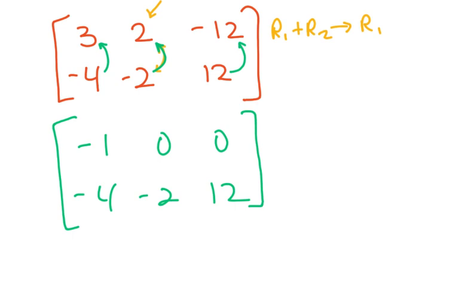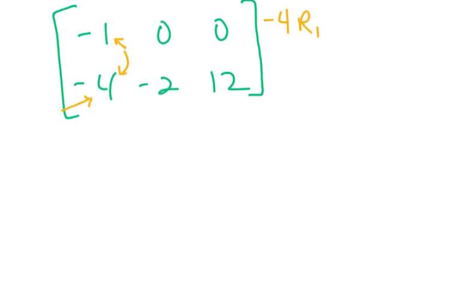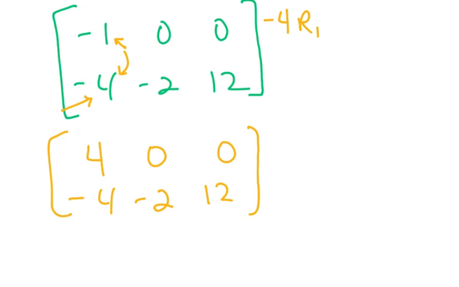Okay, now I'm going to go and try and get a 0 right there. So I think about what could happen. If this was a positive 4, then I could add it and that would happen. So let's make that a positive 4. So if I multiply by negative 4, then that will be a positive 4. So I'm going to take negative 4 times row 1, and let's just do that for now. For the first step, we're going to have negative 4 times negative 1, negative 4 times 0, negative 4 times 0. I did not do anything to the second row.